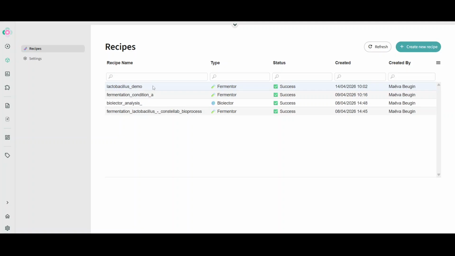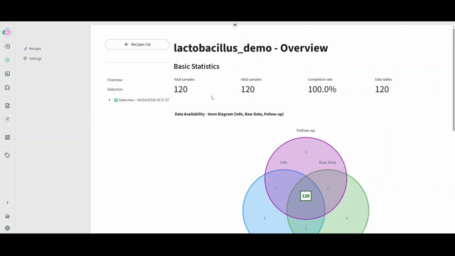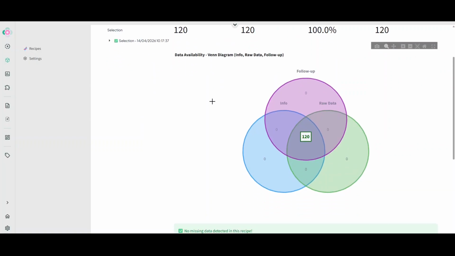We created a recipe using the full input files generated from the simulation. If you would like more information on how to do it, please check the documentation on community or watch the general video about Constellab Bioprocess. So we open the recipe and the Venn diagram shows full coverage. All 120 samples appear in all 3 data sources: info, raw data, and follow-up. No missing samples. We're off to a good start.